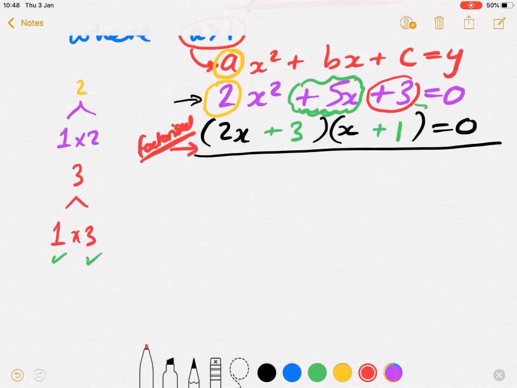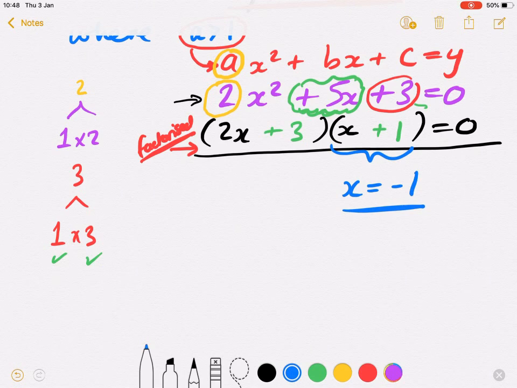But normally we are asked not just to factorize it, but also to solve it as well. So let's have a go at solving it now. This part here is quite easy. The opposite of add 1 will give us -1, as we've done in the previous examples.